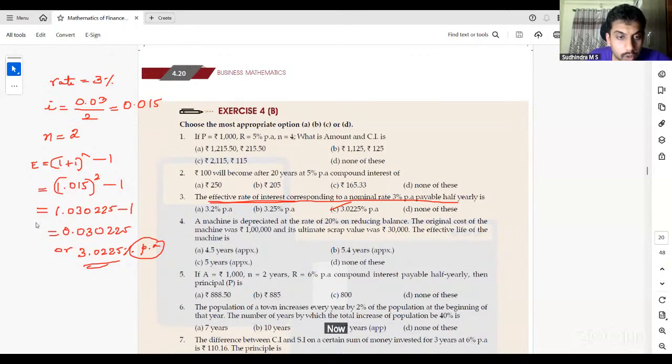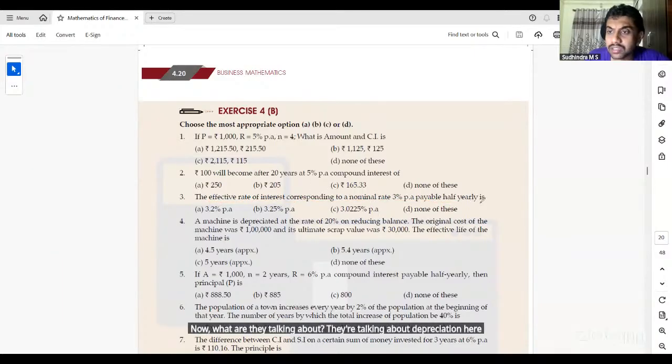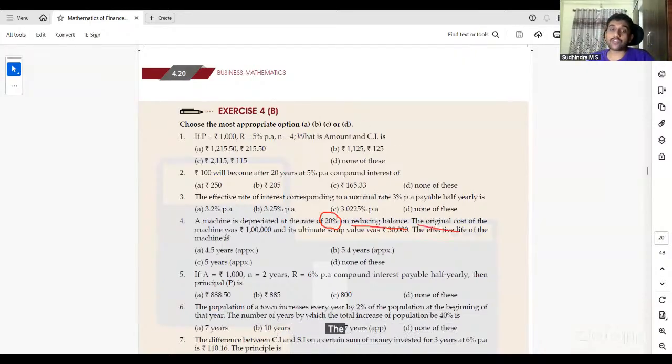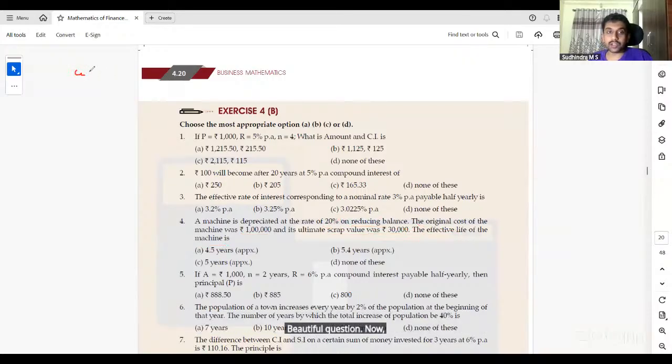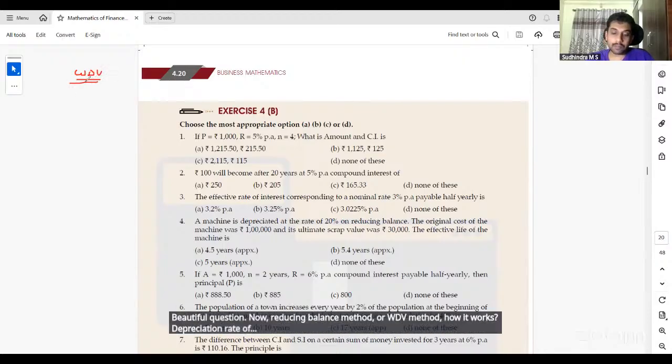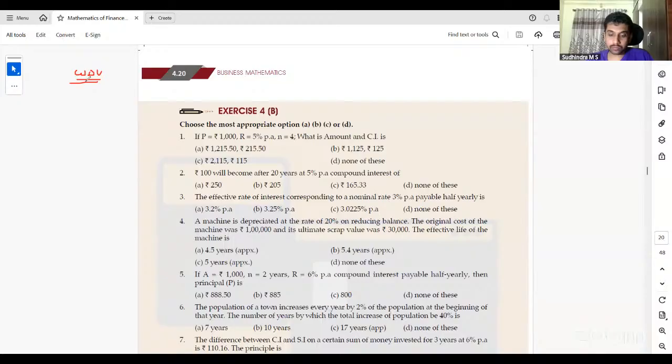Now, what are they talking about? They're talking about depreciation here. A machine is depreciated at the rate of 20% reducing balance. The original cost of the machine was 1 lakh. Ultimate scrap value is 30,000. What is the effective life of the machine? Beautiful question. Now, reducing balance method or WDV method, how does it work? Rate of depreciation will be applied on what? In case of reducing balance, it is based on the book value, on the reduced value, on the WDV value.